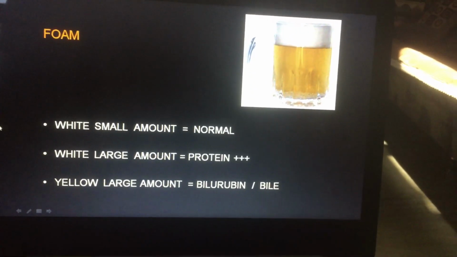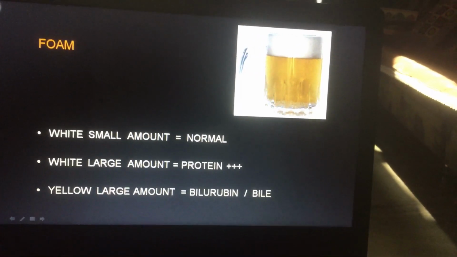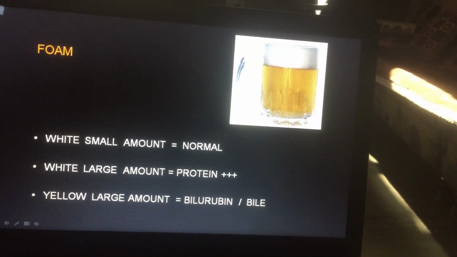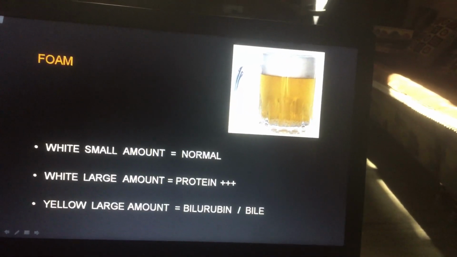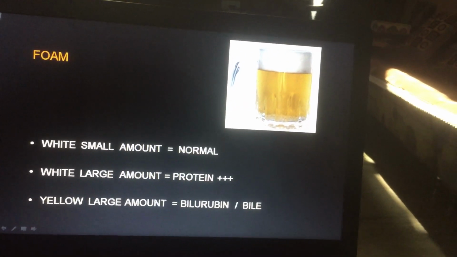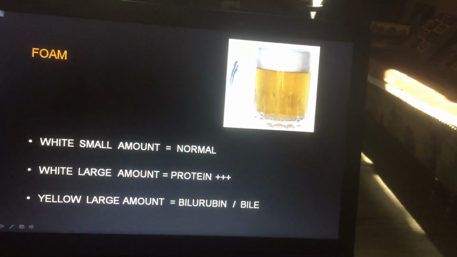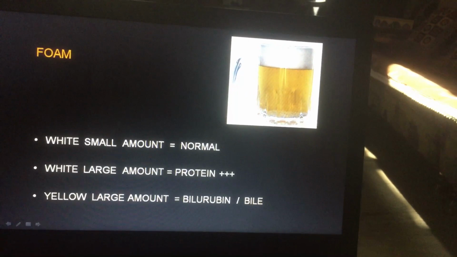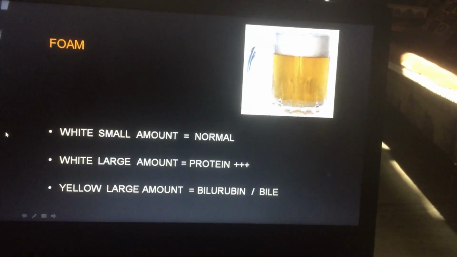And there is a last test we call the foam test. If urine is taken in a beaker and on the top layer you see foam which is white, it may be normal. But if it is white and in a large amount, it indicates presence of protein. And if it is yellow and in a large amount, it indicates presence of bile and bile salts.